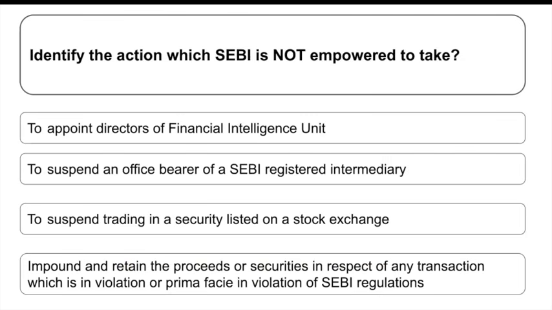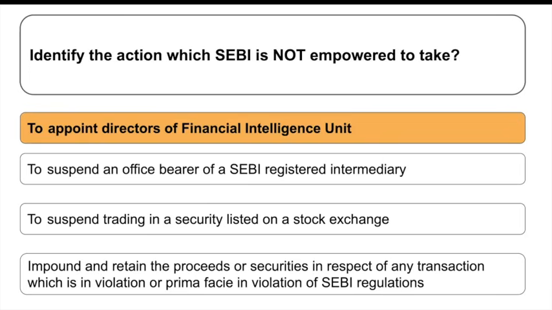Going to the next question, identify the action which SEBI is not empowered to take. So these are actions mentioned below, and from there you have to identify which of these actions SEBI is not empowered to take. Options are A, to appoint the directors of the Financial Intelligence Unit. B, to suspend an office bearer of the SEBI registered intermediary. C, to suspend trading in a security listed on the stock exchange. D, impound and retain the proceeds of the securities in respect of any transaction which is prima facie in violation of the SEBI regulation.